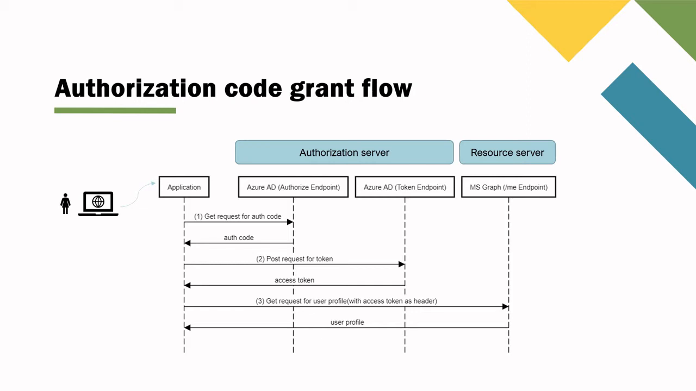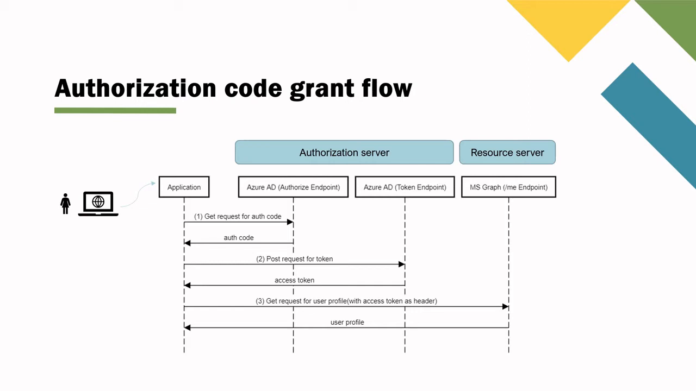And then once the application has an access token, you can pass that access token to the resource server and get the resource that the application is interested in, which is the me endpoint, or the basic profile of the user in this case. So let's look at a sequence diagram here.